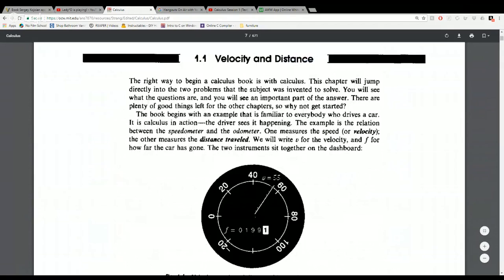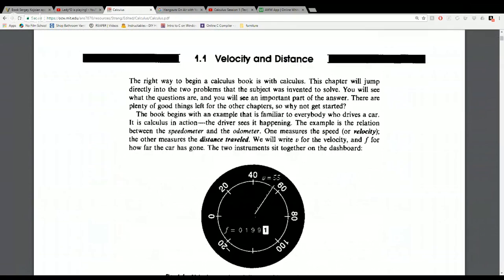The right way to begin a calculus book is with calculus. So this chapter jumps directly into two problems that the subject was invented to solve. Okay, so immediately Strang tells us that we have two problems. These are two main questions we try to address with this whole subject. So we begin with an example that is familiar to everybody who drives a car. It is calculus in action.